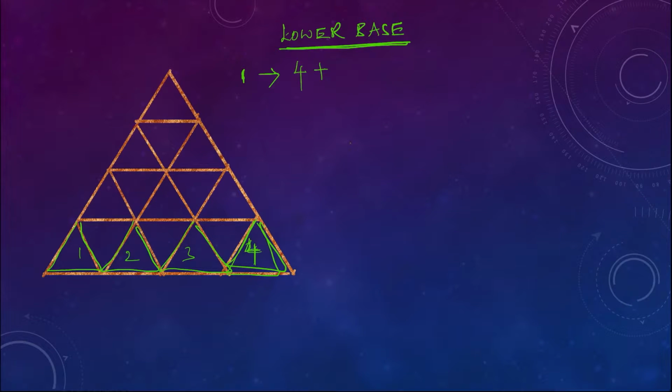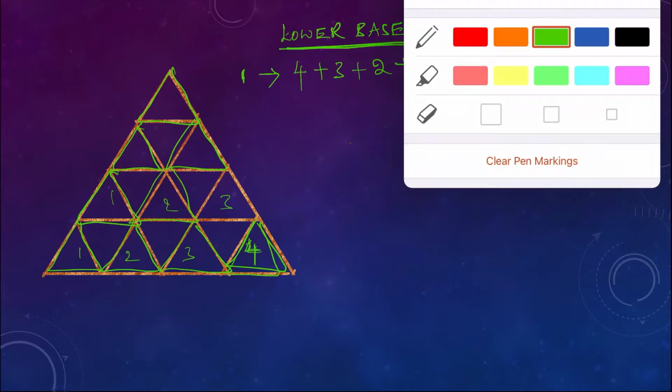So in the first row, total 4, and then next 1, 2, 3. So 3 are there. And then 1, 2. 2 are there. And then at the top 1. So total 10 here. These are unit triangles, and that too lower base.